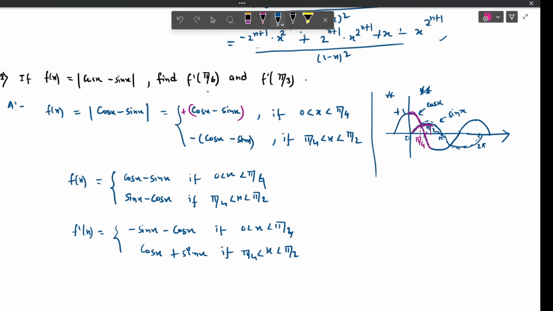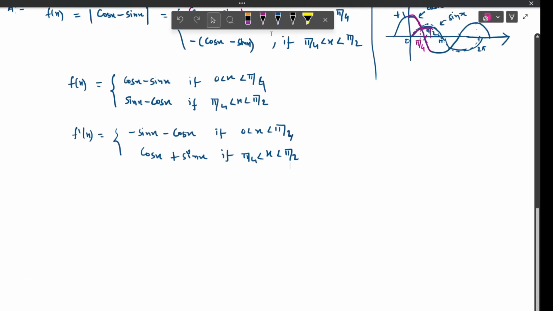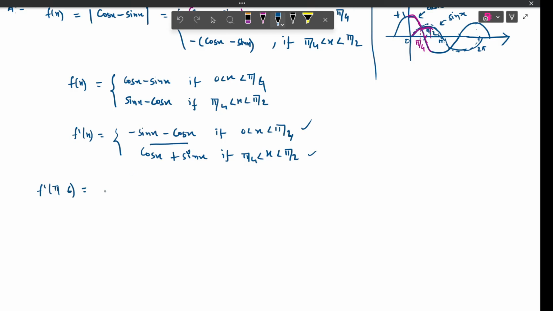Now we have to find the value of f dash pi by 6 and f dash pi by 3, right? So f dash pi by 6, that is 30 degree, lies in this interval, and f dash pi by 3, 60 degree, lies in this interval. So f dash pi by 6 would be, we have to take this function, minus sin pi by 6 minus cos pi by 6. This would be minus root 3 plus 1 by 2.